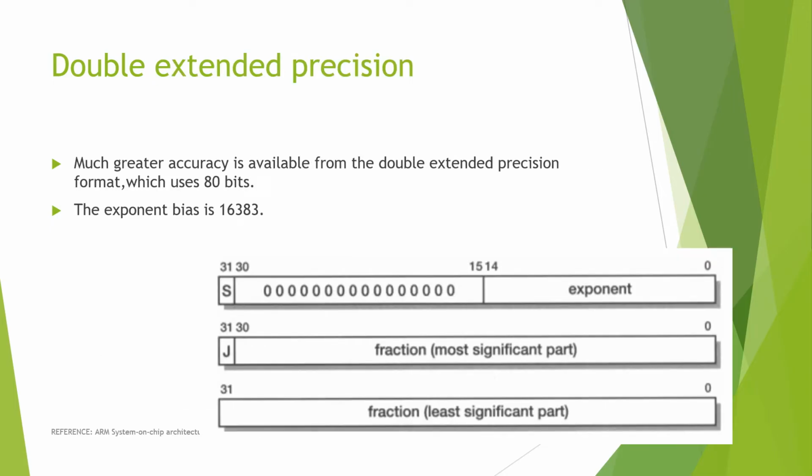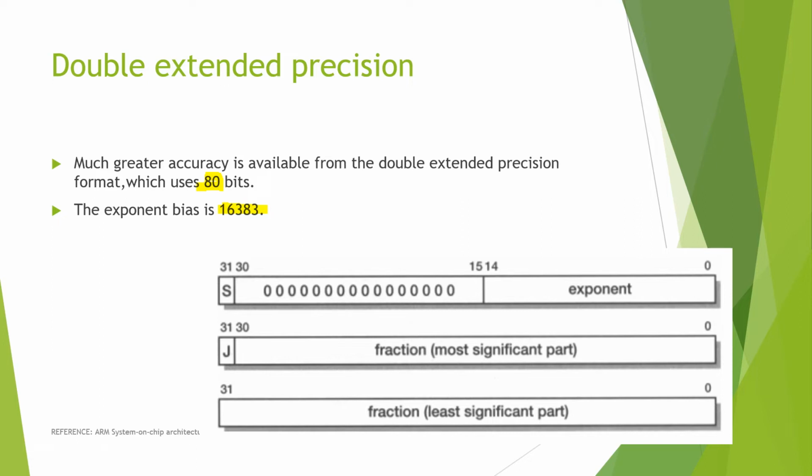Now coming to the double extended precision format, the third type. How many bits do we have here? You have 80 bits. The first, single precision, was 32 bits; double was 64 bits; and double extended precision has 80 bits. The exponent bias here is 16383; please note it is 16383. So in conditions where we need higher accuracy, we have this double extended precision format, which uses 80 bits of information. And a speciality of this is that you have this j bit.